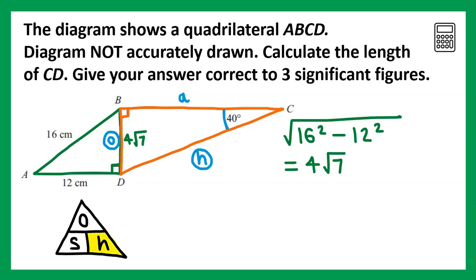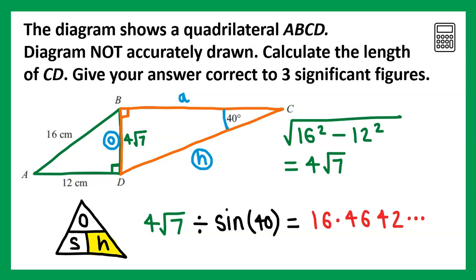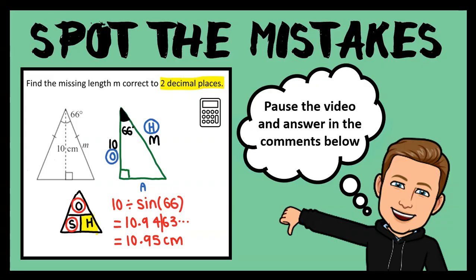I'm working out the hypotenuse, so I need to take the opposite length, 4 root 7, and divide this by sine of the angle 40, which is 16.4642. Rounding this to 3 significant figures would place my rounding line after the 4, leaving me with a final answer of 16.5 centimeters.